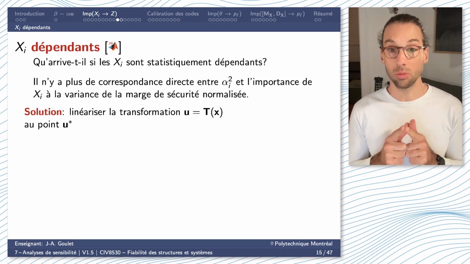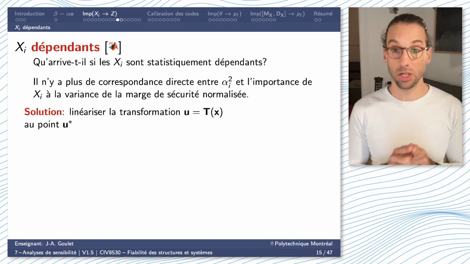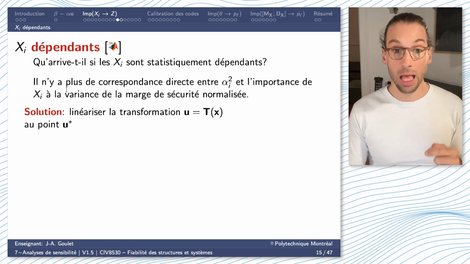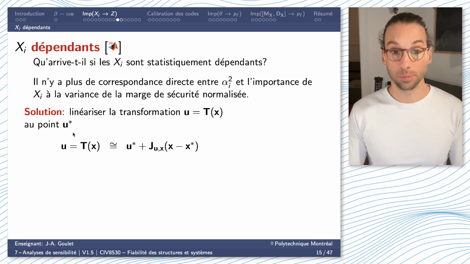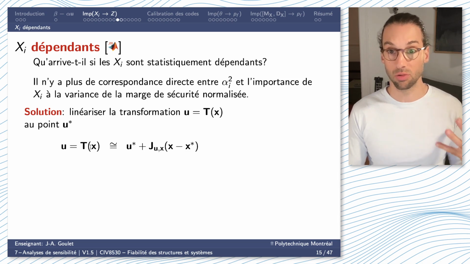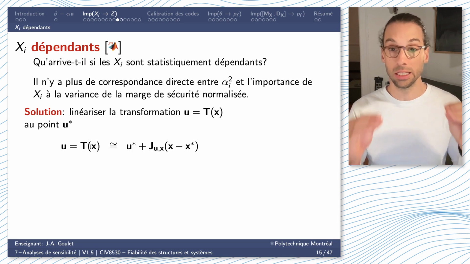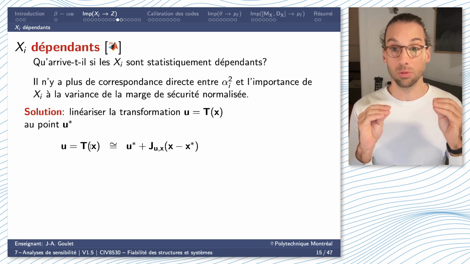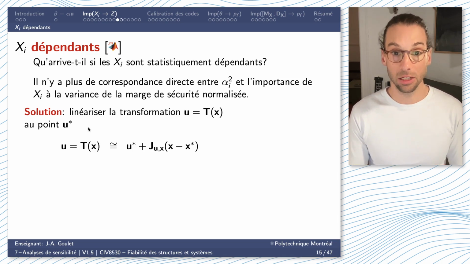So what we need to do is linearize our transformation function from the original space x to the standard normal space u, and we want to linearize that transformation at the design point u star. So to do this, T of x, remember, this is my transformation function, which is typically obtained using the equality of the CDF. In that case, we're going to linearize that equality of the CDF at u star. That's going to give me, going from x to u, u star plus the Jacobian from u to x, the partial derivative of my transformation function, evaluated at x minus x star.